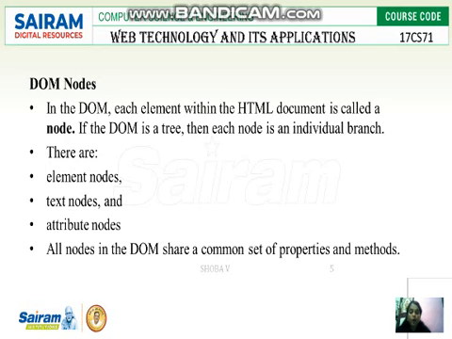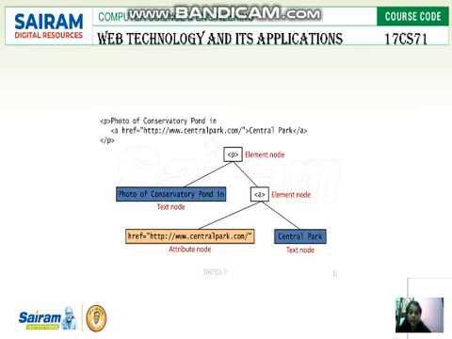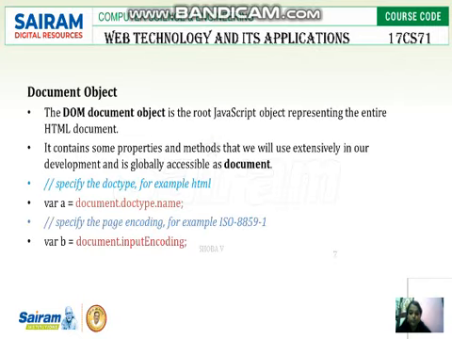All the nodes in the document object model share a common set of properties and methods. This is an attribute node, and this is a text node. Based on this, we have a root directory and the document object. This is the root JavaScript object representing the entire HTML document. It contains properties and methods that we will use extensively in our development, and is globally accessible as document.